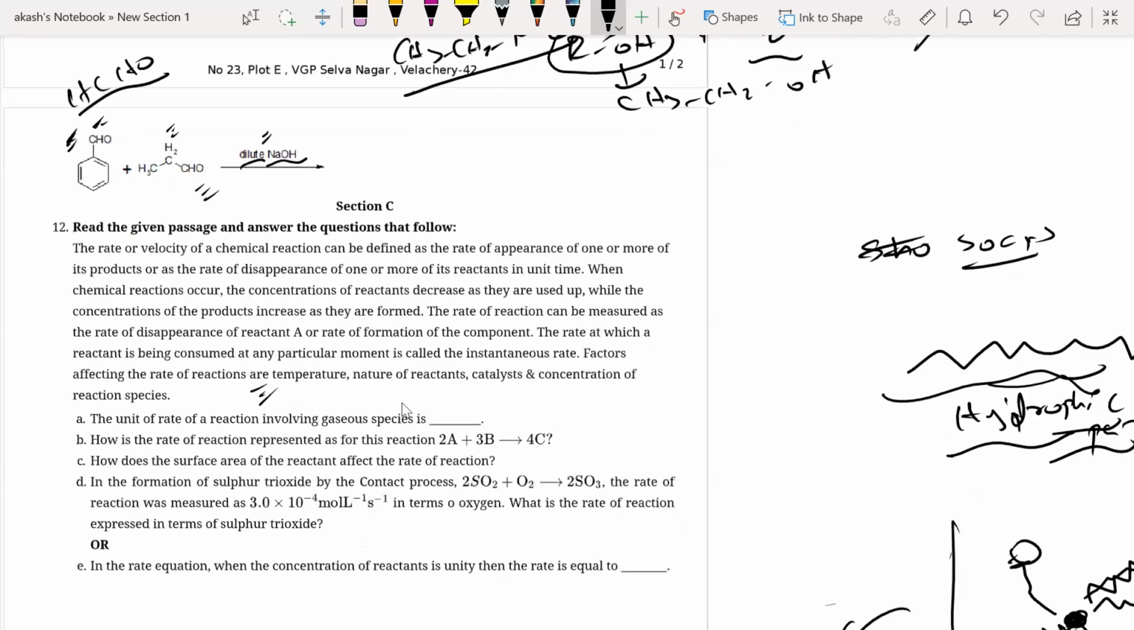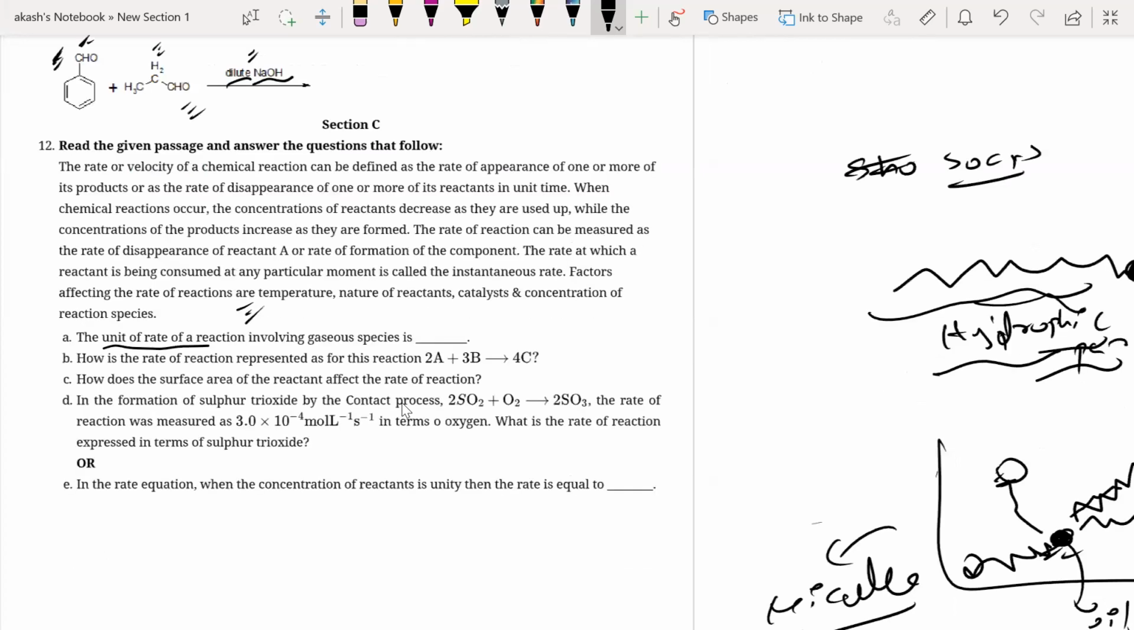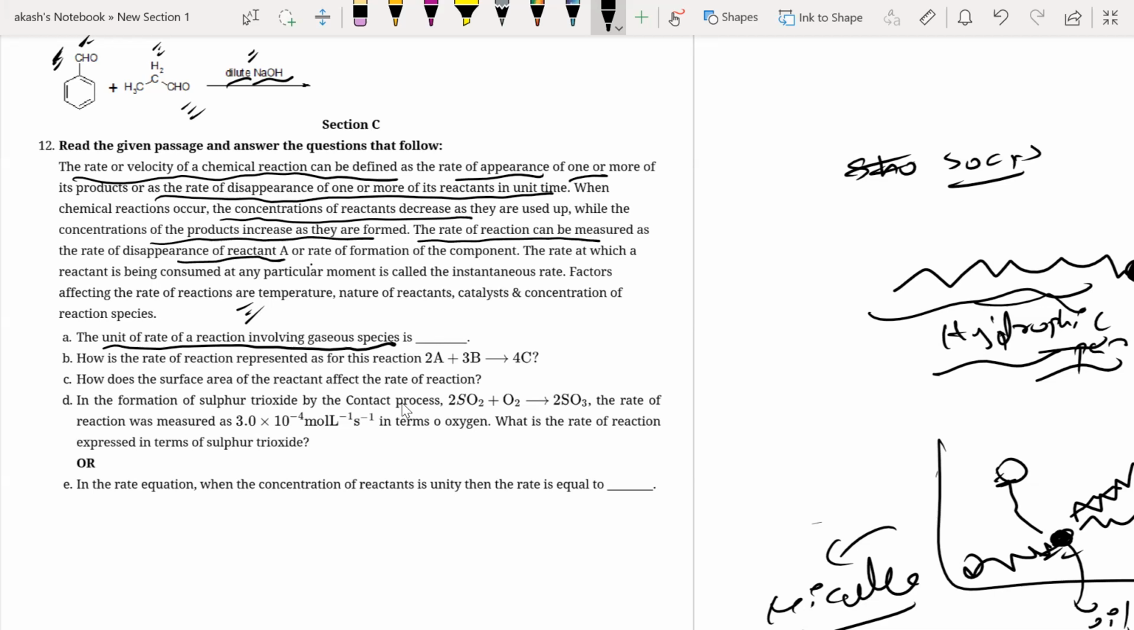Okay, fine. The unit of rate of a reaction involves gaseous species. Okay, I think we have to go through this. The rate or velocity of a chemical reaction can be defined as the rate of appearance or rate of disappearance of one amount of reactants in unit time. When a chemical reaction occurs, the concentration of reactants decreases, while the concentration of products increases. The rate at which the reactant is being consumed is what is called the instantaneous rate. Factors affecting the rate of reaction are temperature.